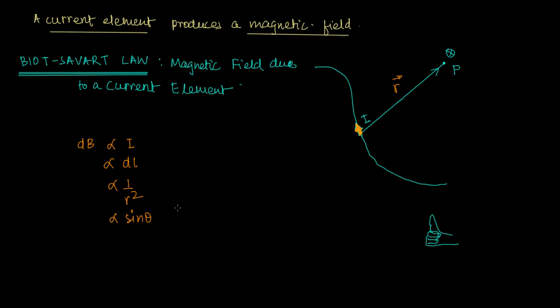Okay, and also that it is directed in the downward direction, right? And it is a vector. So what happens? We say that dB is directly proportional to I. I give the vector notation to dl for the reasons that we have already explained. Current cannot be taken as a vector because it does not satisfy the triangle law of addition.